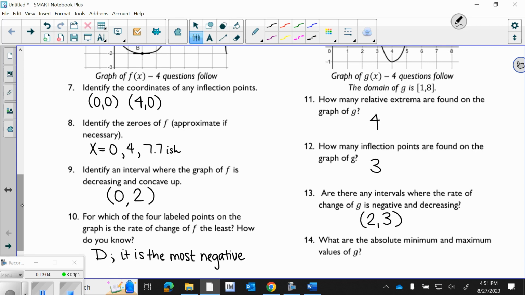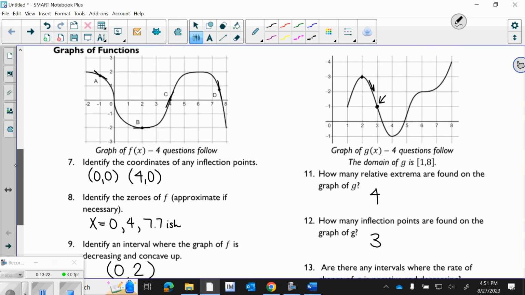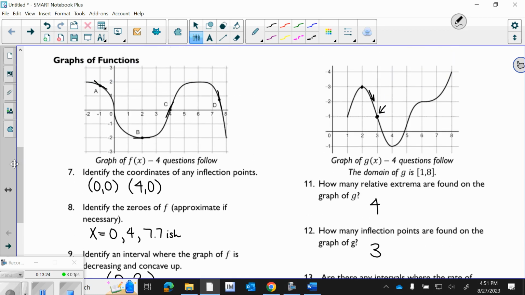All right, the final question says, what are the absolute minimum and maximum values of G? So remember, your absolute minimum and maximum are focusing on the y values when x is a certain number. So we have an absolute minimum.